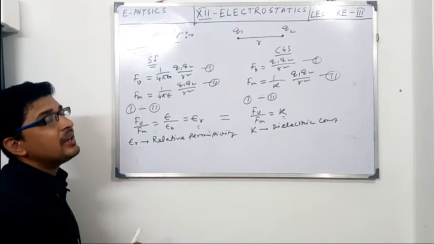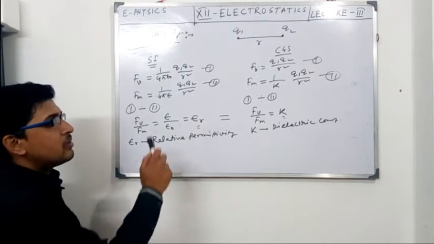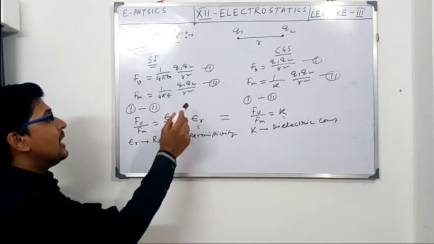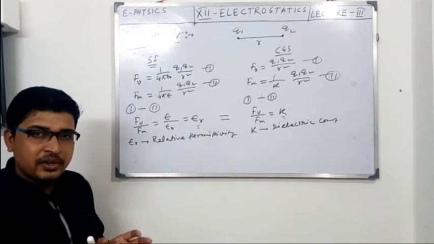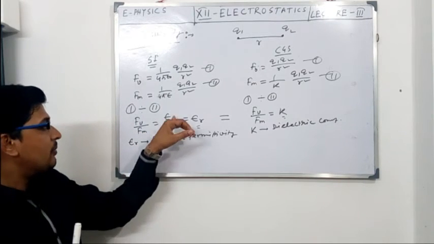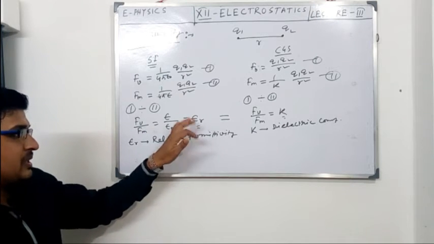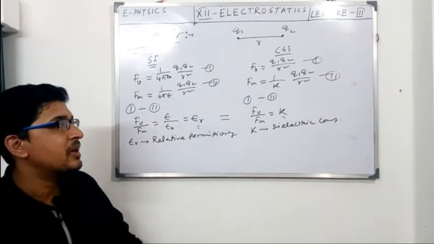Now we can define relative permittivity and dielectric constant. आप ऐसे इसको डिफाइन कर सकते हैं, आपकी किताब में भी ऐसा डेफिनेशन आपको मिल जाएगा. रिलेटिव परमिटिविटी इज द रेशियो ऑफ परमिटिविटी ऑफ एनी मीडियम टू द permittivity of the free space. This is relative permittivity. और डाइलेक्ट्रिक कांस्टेंट के बारे में क्या बोलेंगे?